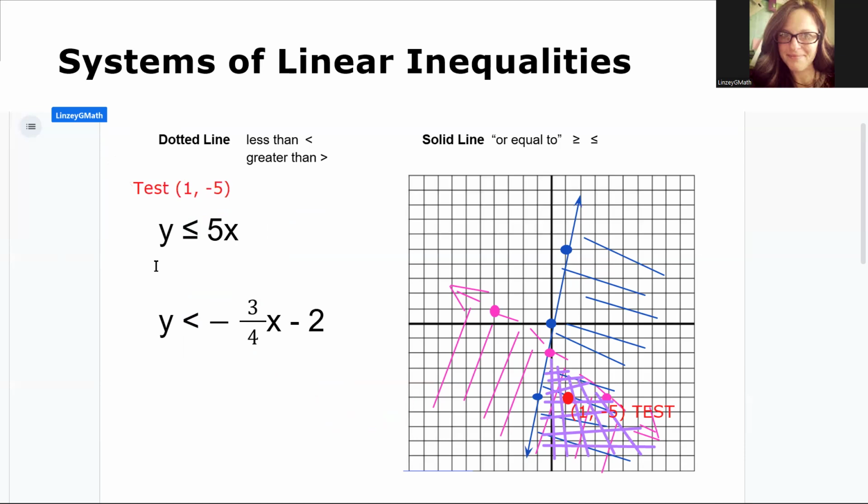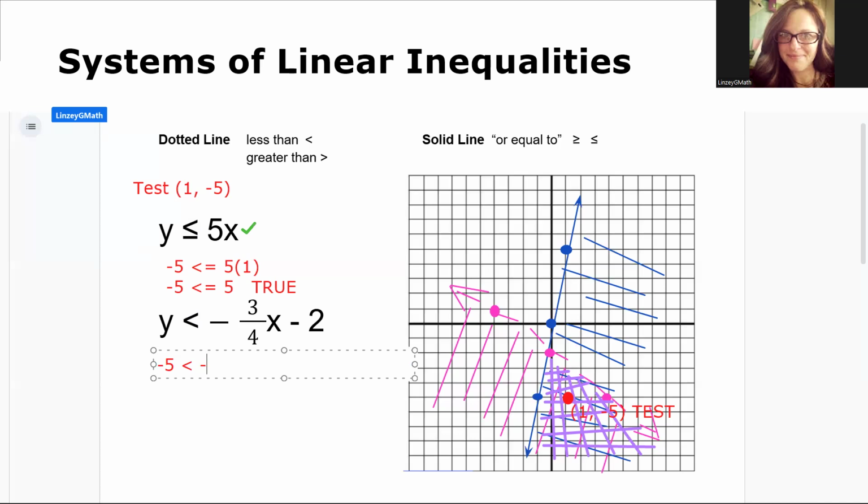If we substitute -5 in for y and 1 in for x, in the first inequality, we get -5 is less than or equal to 5. -5 is less than 5. That is true. It works for the first inequality. It needs to work for both in order to be a solution.